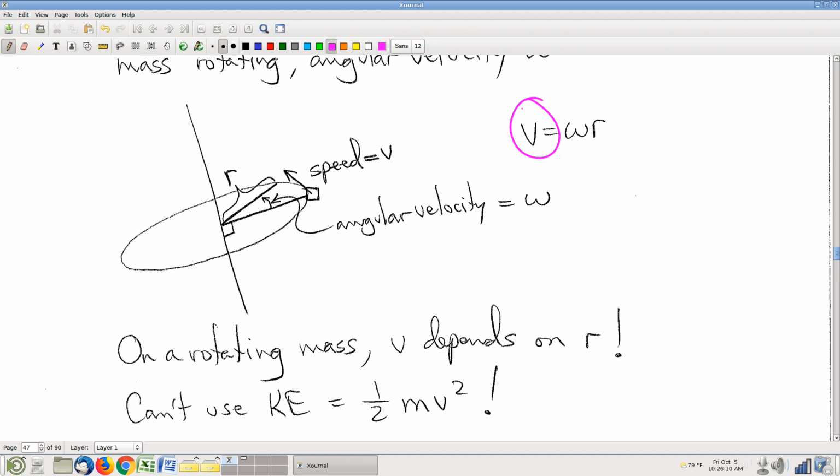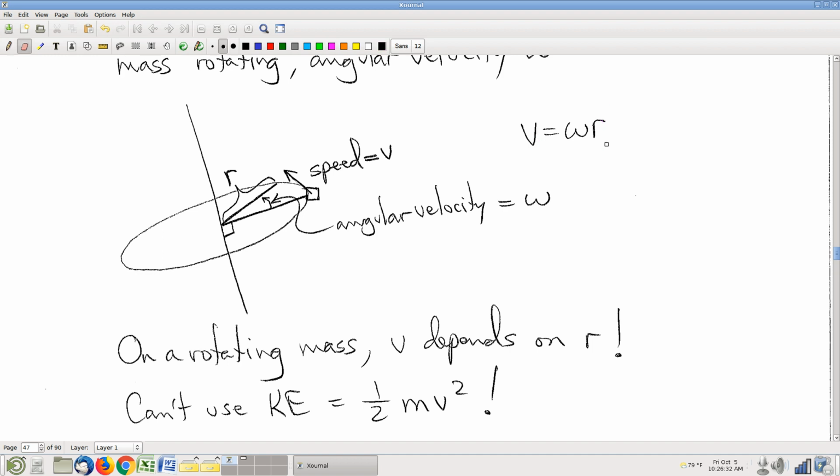Okay, so this is not a constant. It depends on where you are. And again, this is ultimately the problem, why we need an integral. But omega is a constant. So what we're going to do is take the formula for kinetic energy and rewrite everything in terms of omega and then have something a little bit easier to work with.